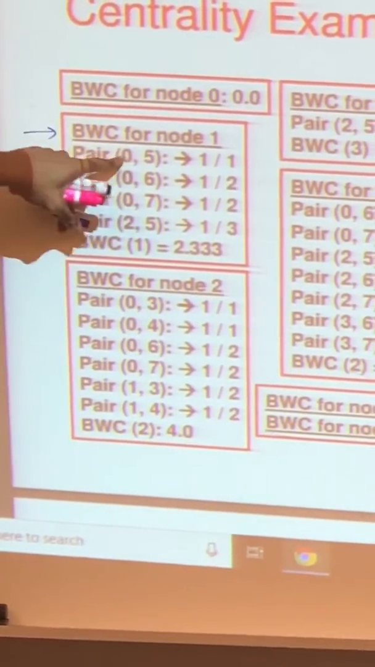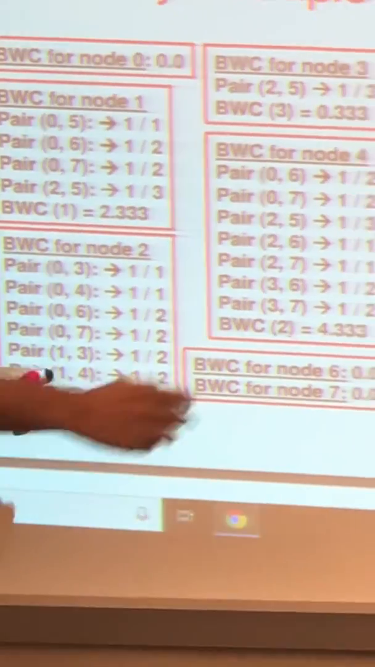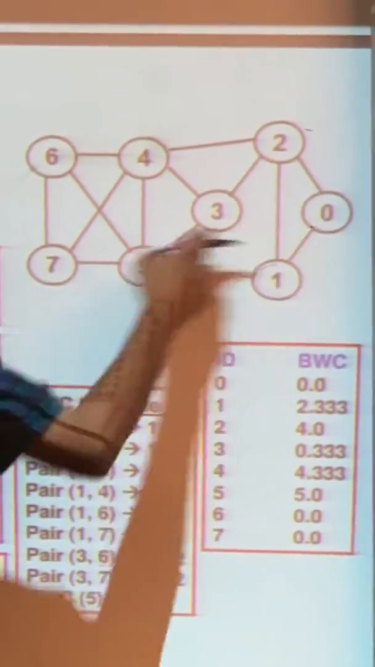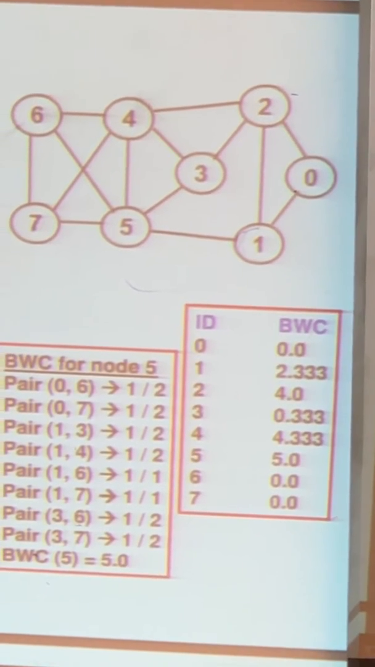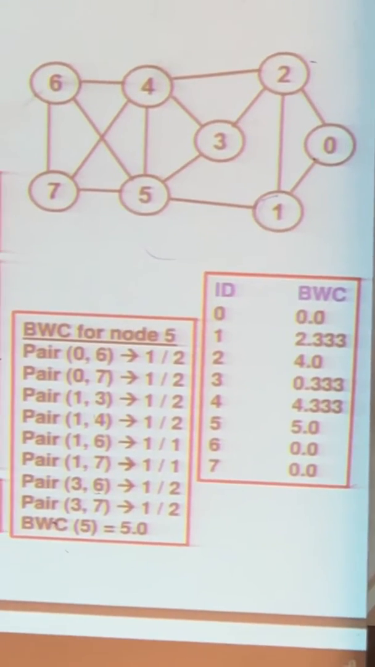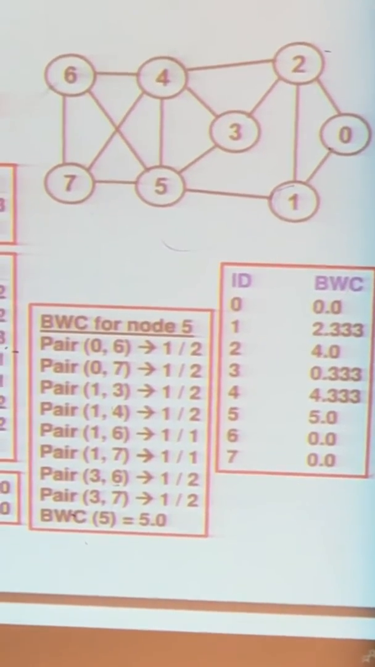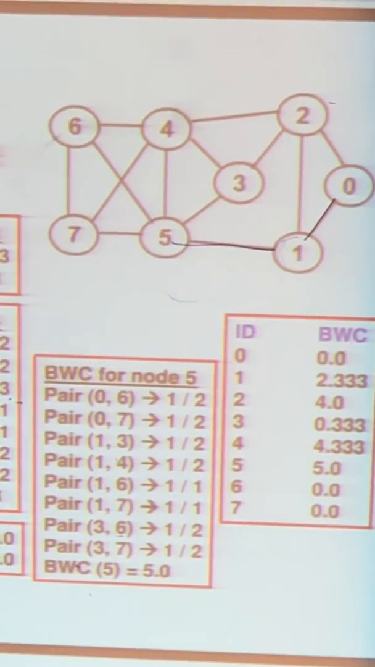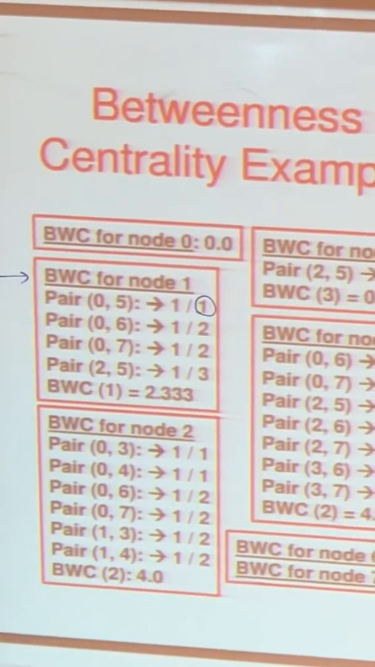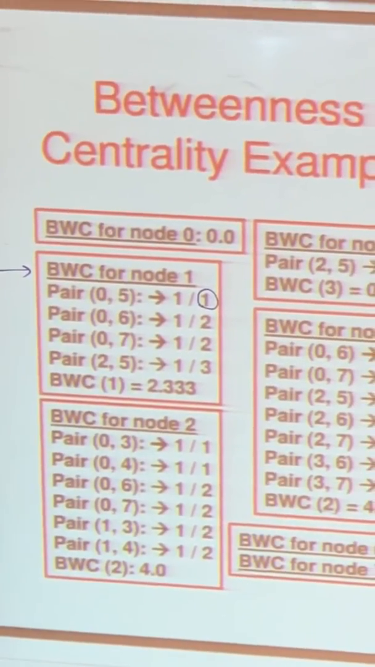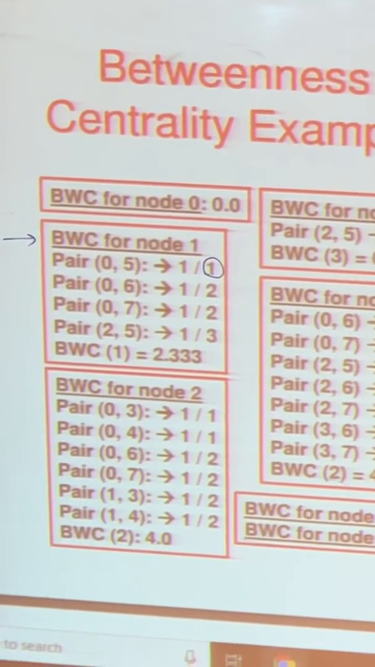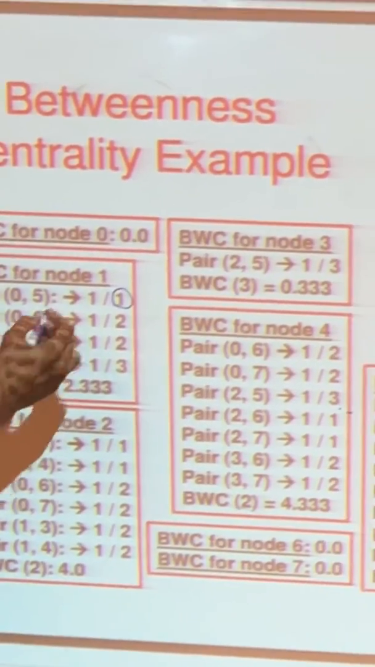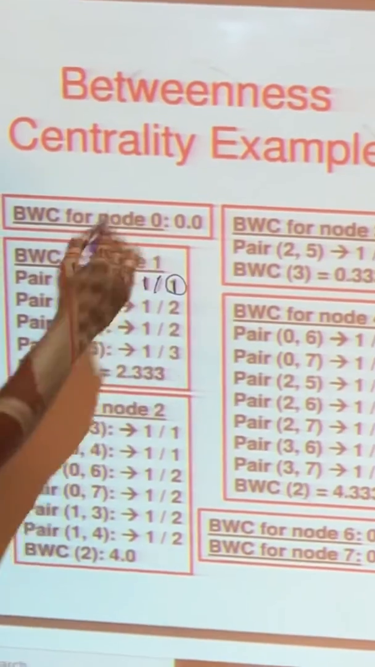But let's look at the pair 0, 5. How many shortest paths are there between 0 and 5 in this graph? One shortest path, right? What is that one shortest path? 0, 1, 5. So the ratio is, there's a total of one shortest path between 0 and 5, and that shortest path goes through the vertex 1. So it is 1 over 1.